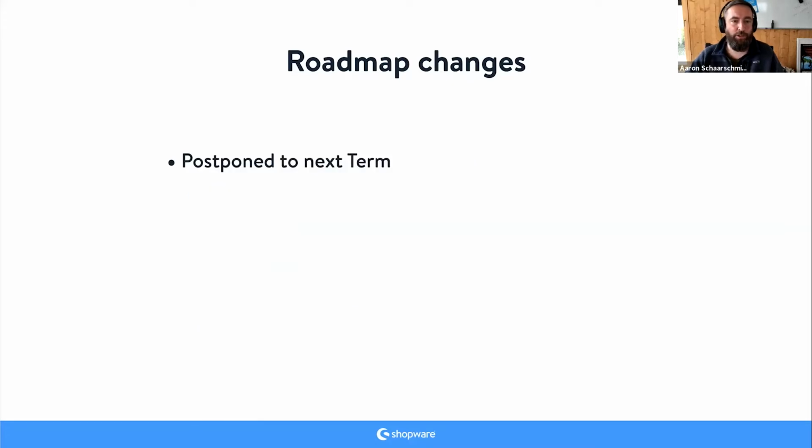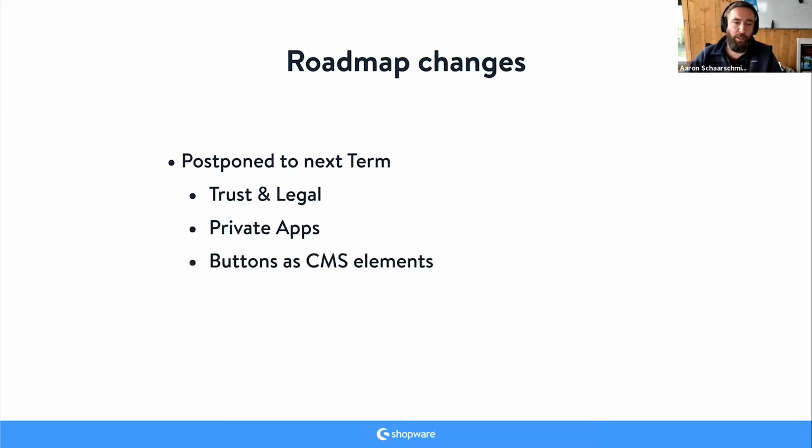And some more changes in the roadmap. There are some topics we shifted completely to the next term. Some of them were already on the public roadmap, but some also might be new to you. Further details on these topics will be given later in this presentation. Those topics are the trust and legal app for the cloud environment, the private apps topic, buttons as CMS elements, improving the order user experience, and improving the admin search.